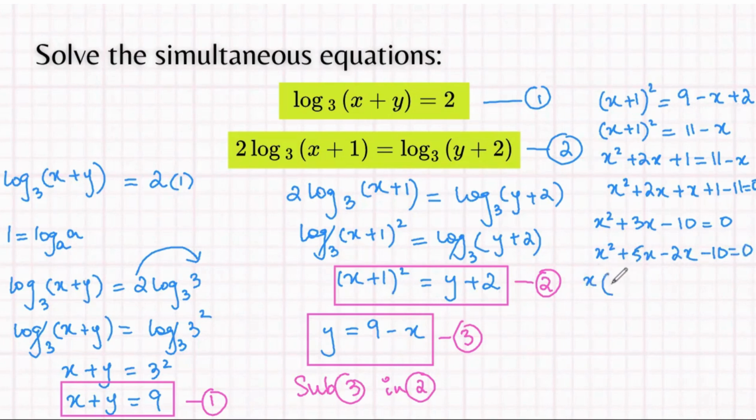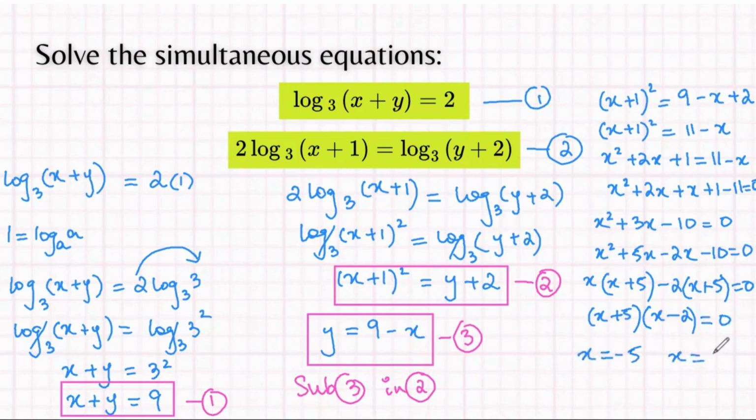Between x squared and 5x, we have x common, so x plus 5 times x. And between negative 2x and negative 10, we have negative 2 common. So x plus 5 again comes in the bracket. So now between x and negative 2, x plus 5 is common, and x minus 2 comes in the second bracket. So one value of x is negative 5 and the other value is positive 2.